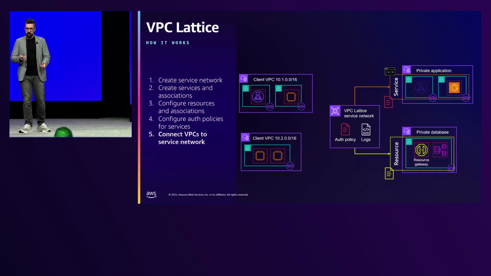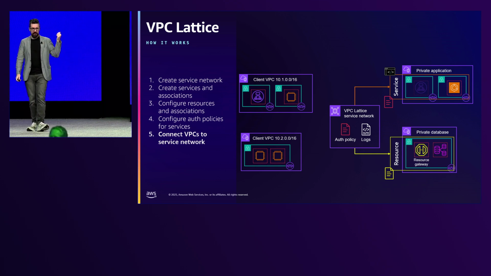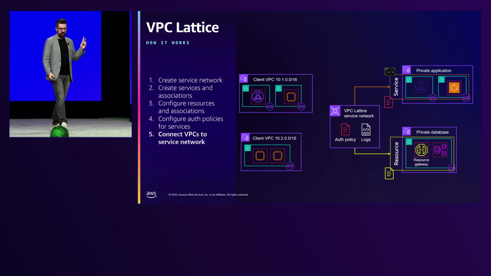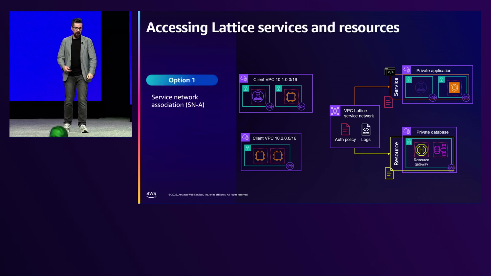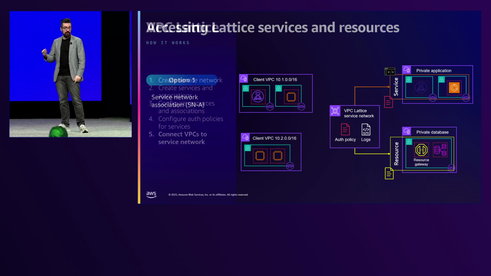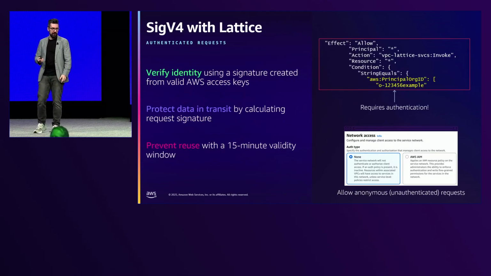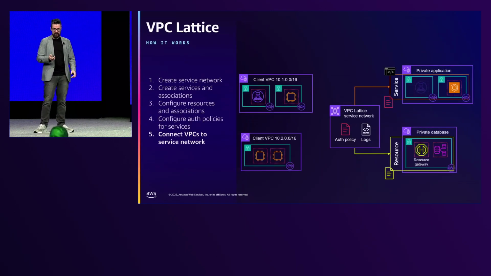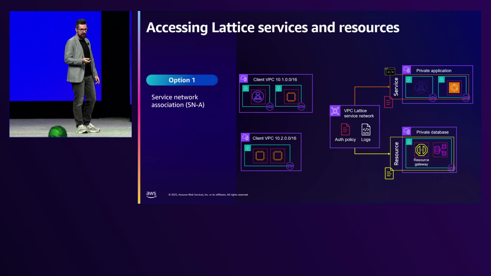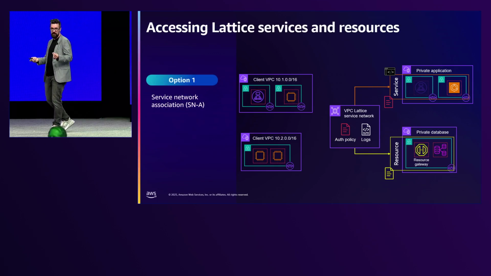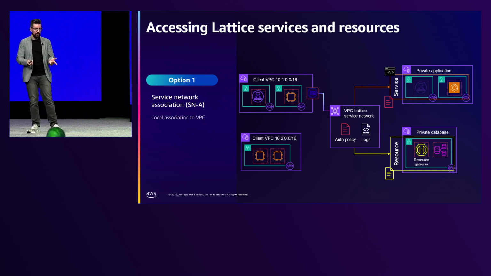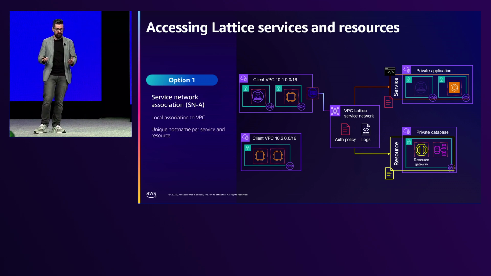So at this point, we've got everything built. How do our VPCs actually connect to this? Well, we've got two options here. The first option is called a service network association, and this will behave similarly to if you have something like an S3 gateway endpoint or a virtual private gateway associated with your VPC. It's essentially a local association to your VPC.